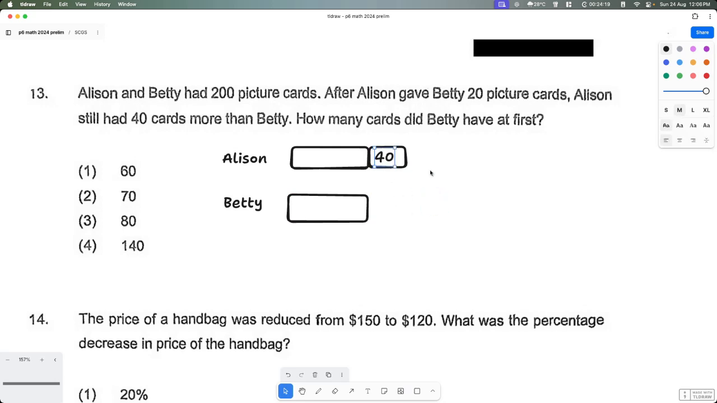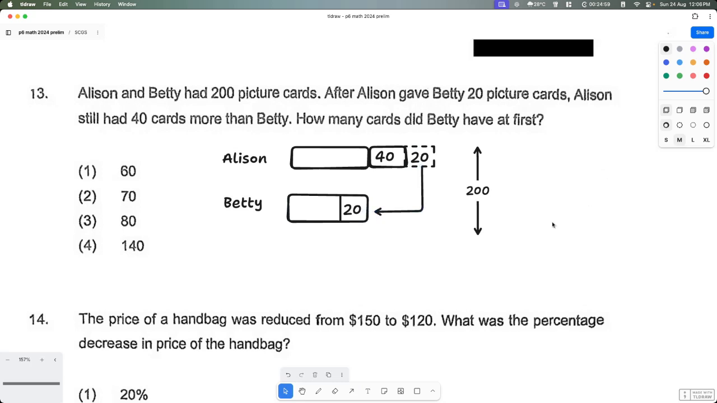So after Allison gave Betty 20 picture cards, what will this look like? It will look like this. We have a line that says this is 20, and this is 20 as well. So 20, but this one is gone already. And then we know the total itself is 200 in this over here. So she gave away 20 from this to this.